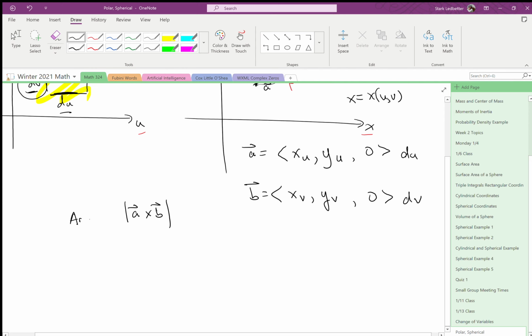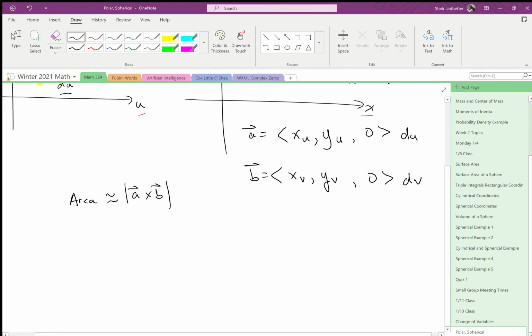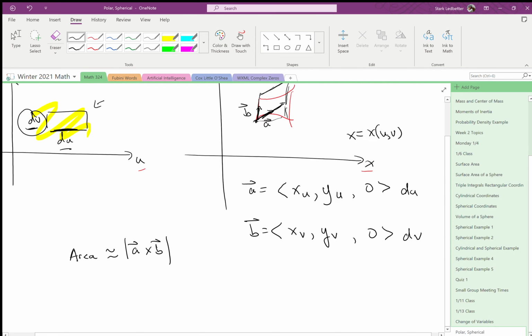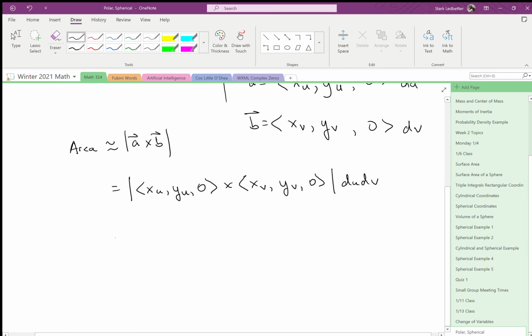So the area of our stretched out rectangle in the xy plane is approximately the absolute value of A cross B, which is the absolute value of (xu, yu, 0), these are partial derivatives, cross (xv, yv, 0), and there's a du and a dv at the end. Okay, so now we can write this cross product as a determinant. Hopefully you remember this at least vaguely from 126.